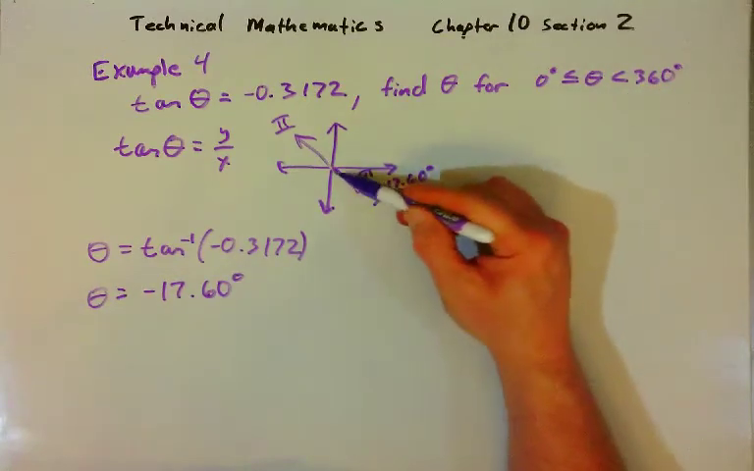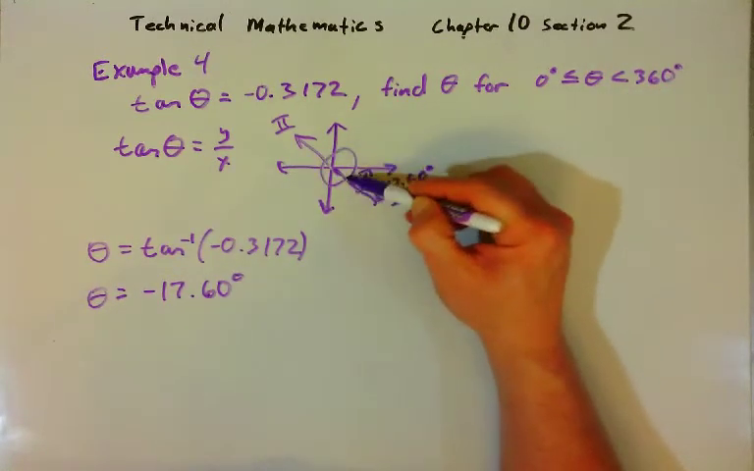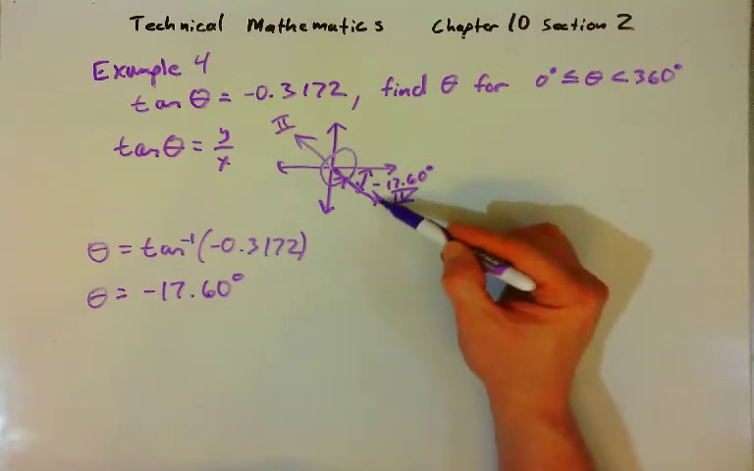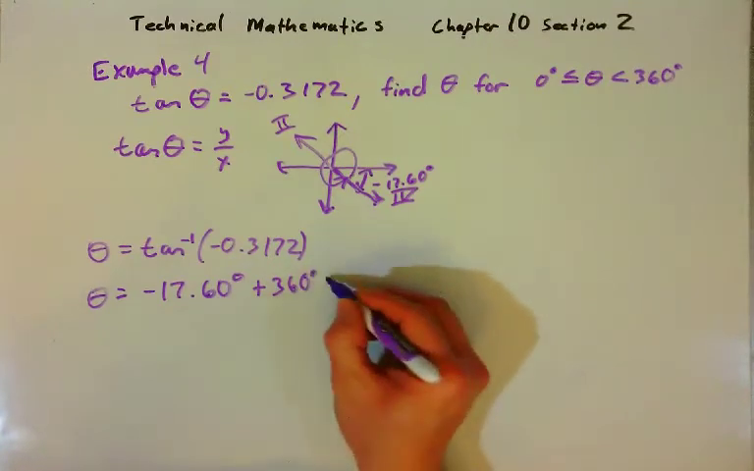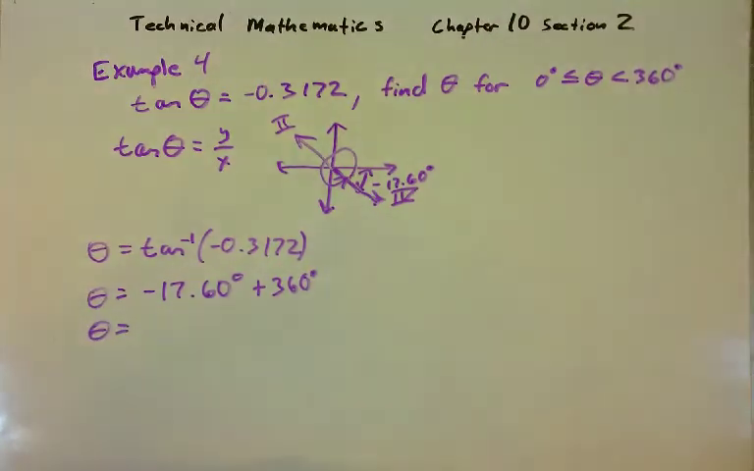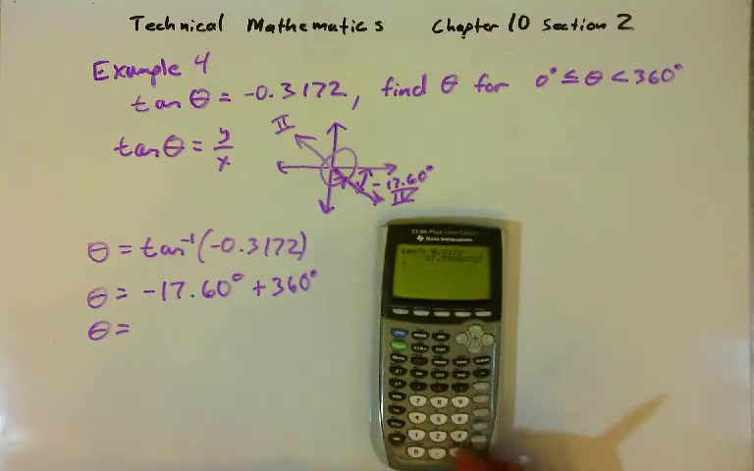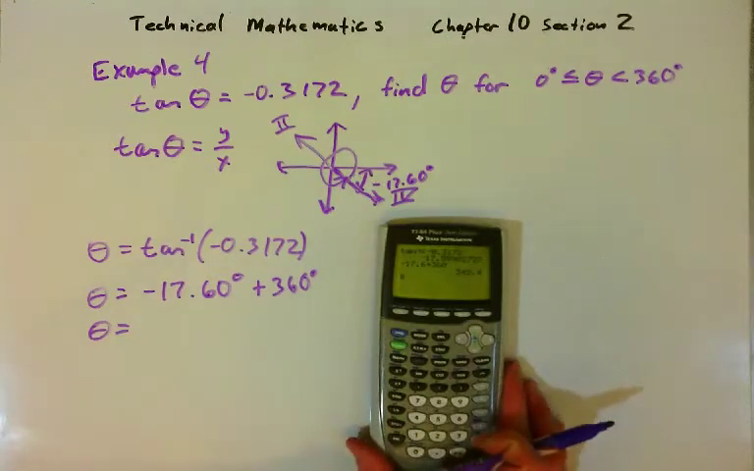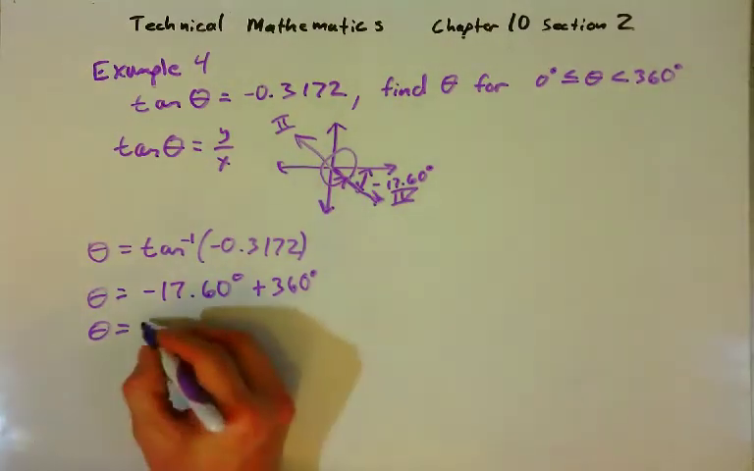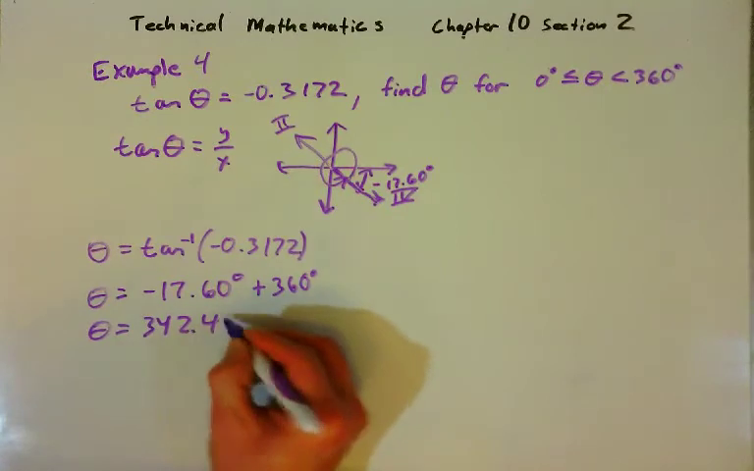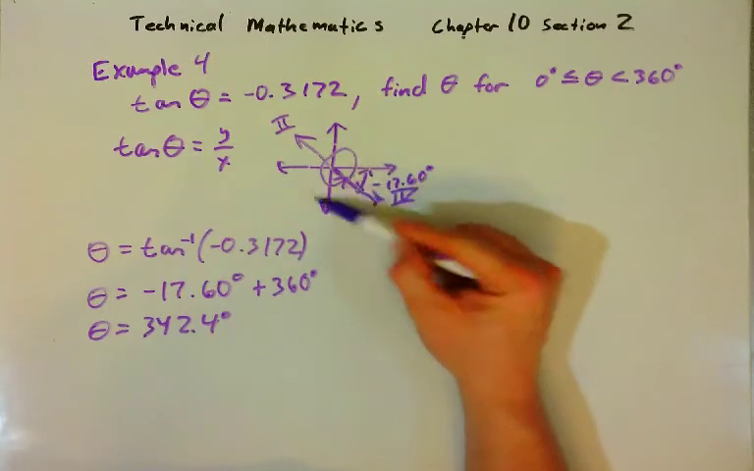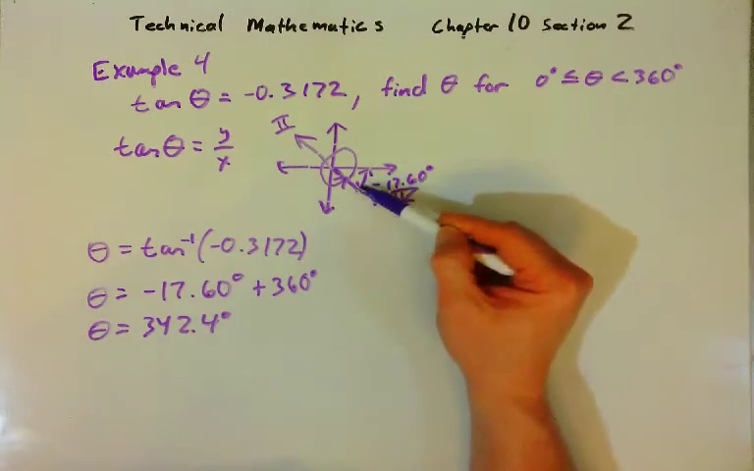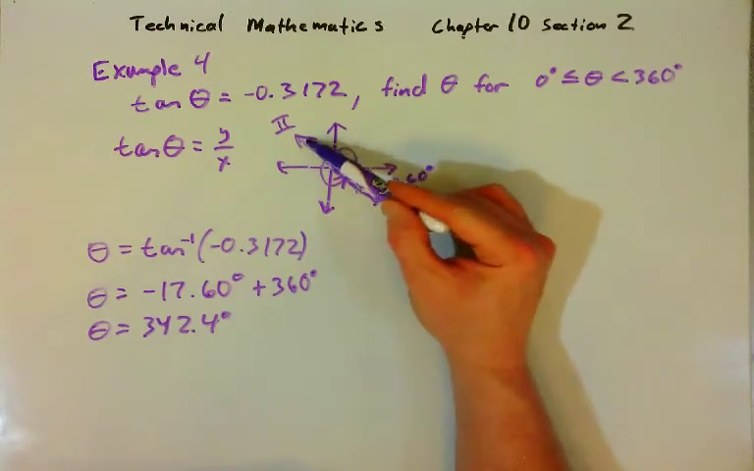And so what we'll do is, if this angle is negative 17, if we add 360 to it, we'll get back to the exact same position, but we'll have an angle that's positive. So we're going to add 360 degrees, and we'll say that theta is equal to negative 17.6 plus 360, and we get 342.4 degrees. And so we don't want negative 17.6 degrees. We want a positive 342.4 degrees.